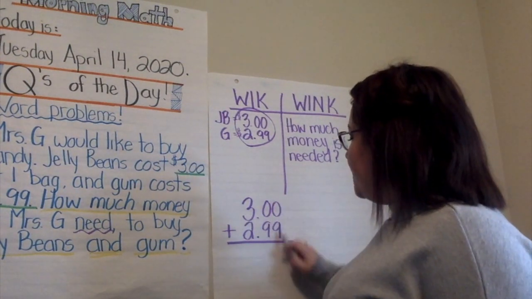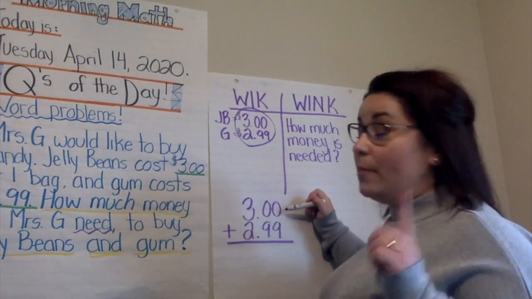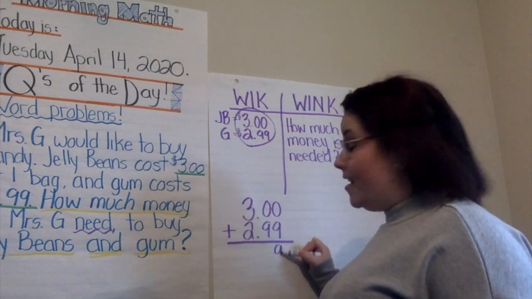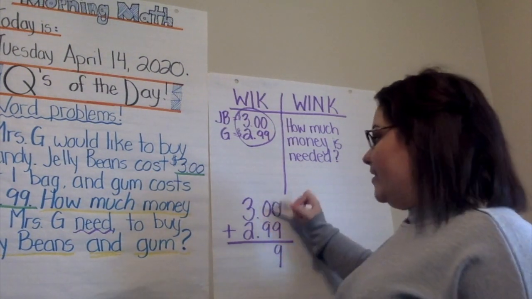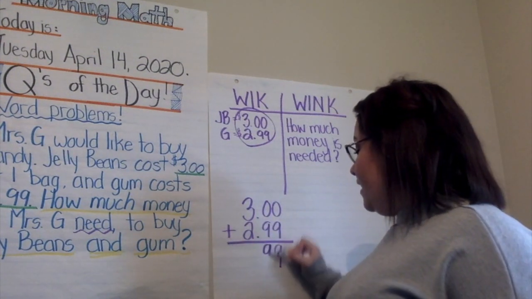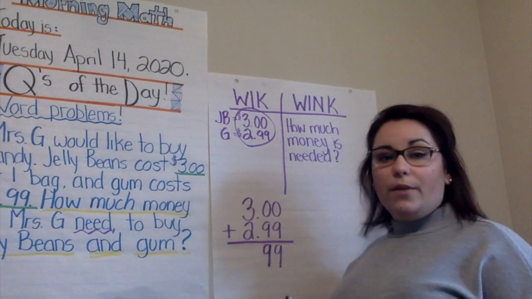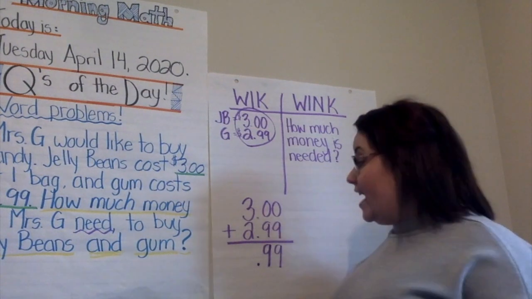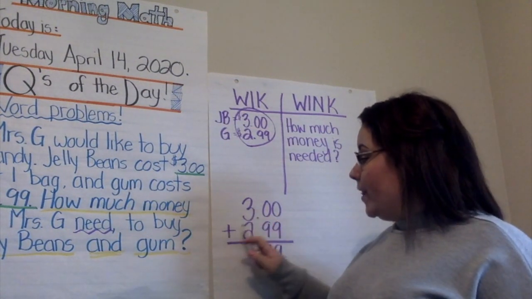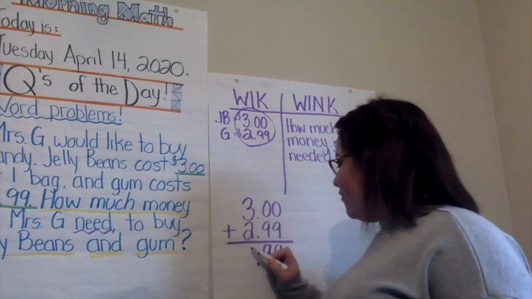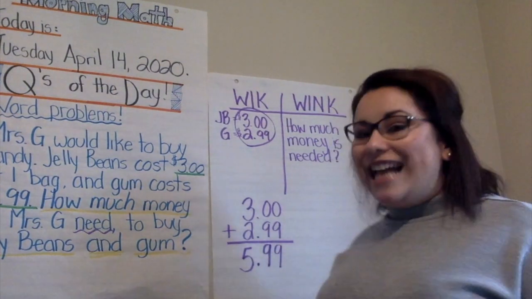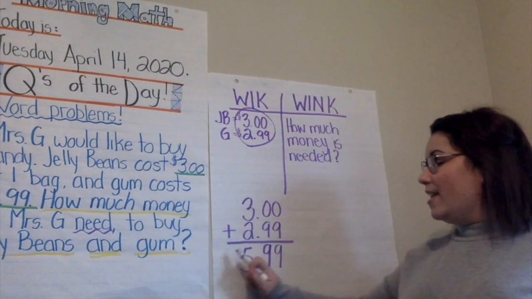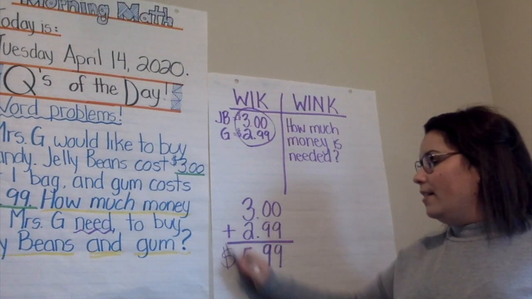I'm going to start with the ones column here. Always start with the ones. Remember, that's our rule. 0 plus 9 equals 9. Now, because we're dealing with a decimal, we're going to put that decimal in the same spot. We're going to carry that down. And our last addition is 3 plus 2, 5. Our last step, because now we have the answer, $5.99. We can add our value in there.